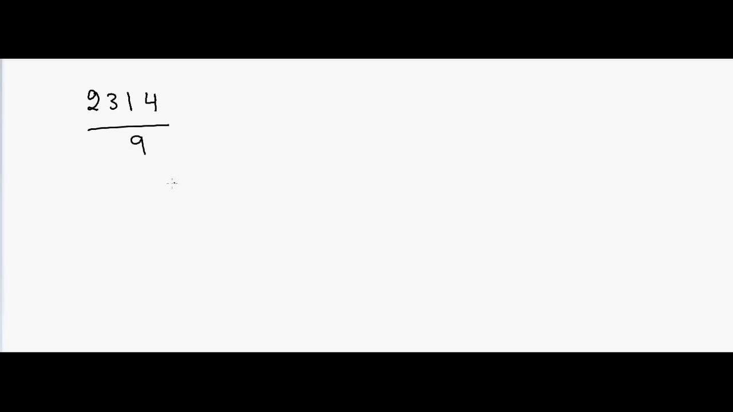In that case what we will do is add all these four digits together. So 2 plus 3 plus 1 plus 4, that will give me 5, plus 1 is 6, plus 4 is 10. So if you divide 10 by 9, you will get 1 as a remainder. So your remainder would be 1 in that case.